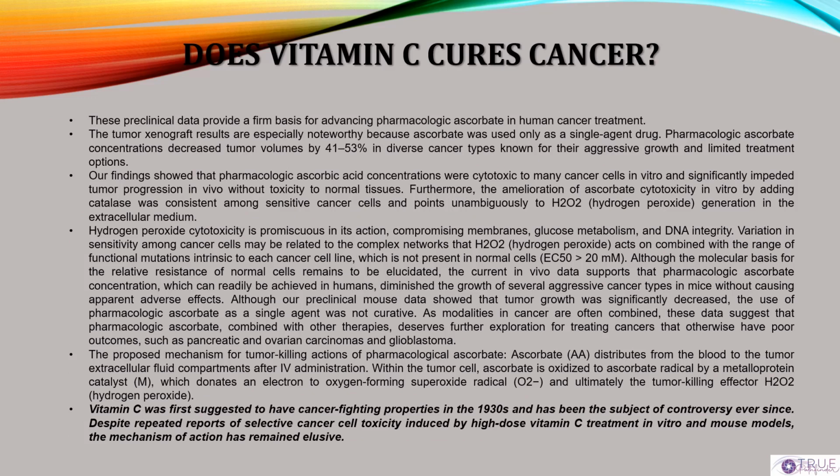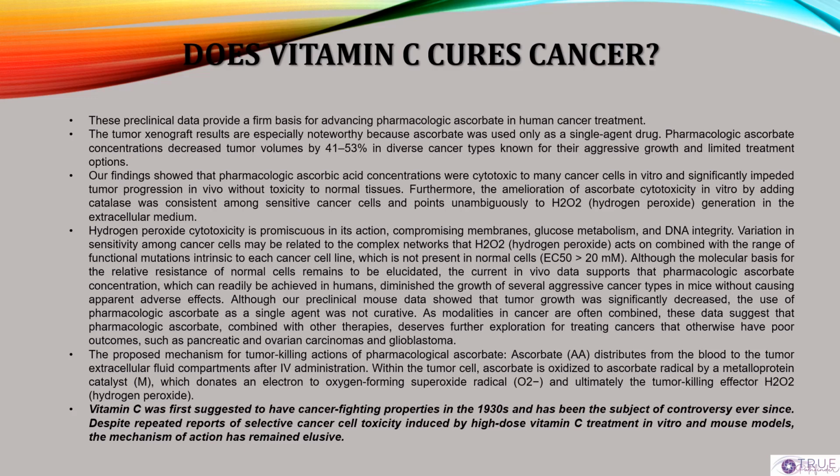This preclinical data provide a firm basis for advancing pharmacological ascorbate use in human cancer treatment. The tumor xenograft results are especially noteworthy because ascorbate was used only as a single-agent drug. Pharmacologic ascorbate concentrations decreased tumor volumes by 41 to 53% in diverse cancer types known for their aggressive growth and limited treatment options. The findings showed that pharmacologic ascorbic acid concentrations were cytotoxic to many cancer cells in vitro and significantly impeded tumor progression in vivo without toxicity to normal tissues.